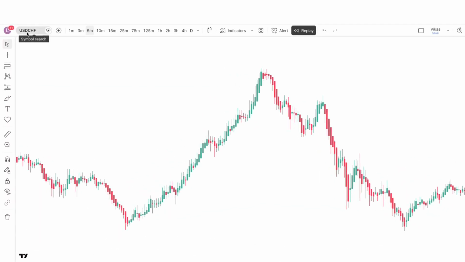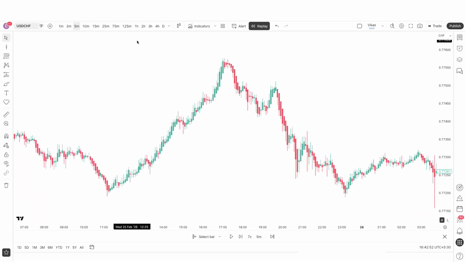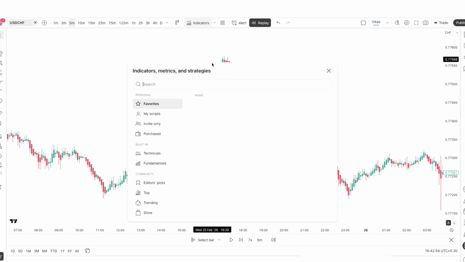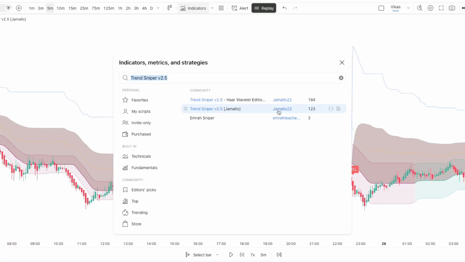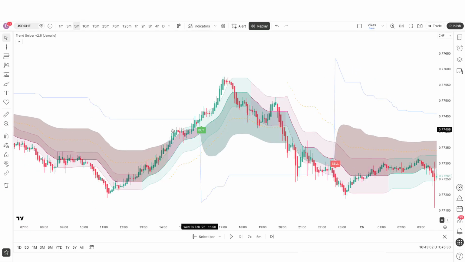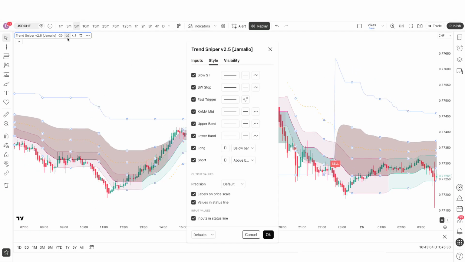We open the USD CHF 5-minute chart. Head over to the Indicators tab and search for the Trend Sniper version 2.5. Select the indicator made by Jamalo22 and add it to the chart. Now change the indicator settings for perfect signals.